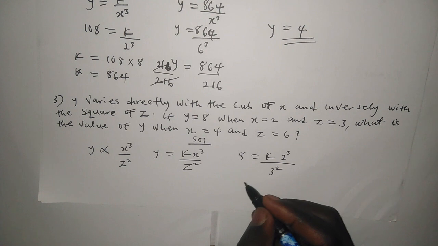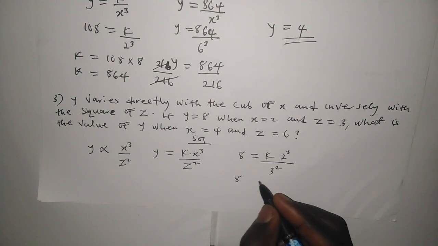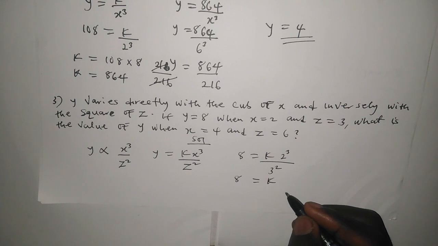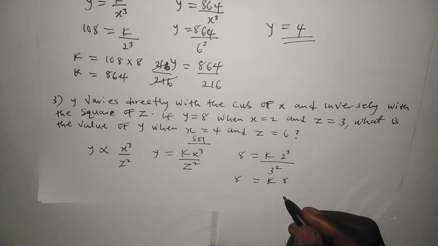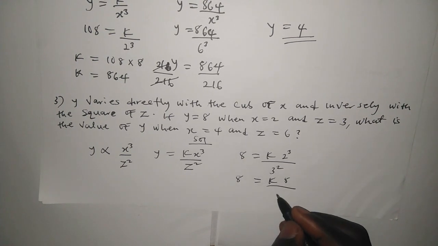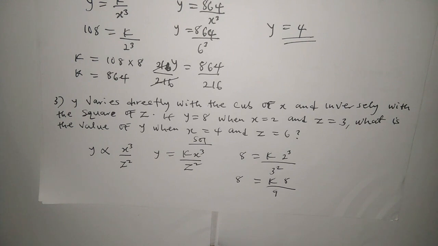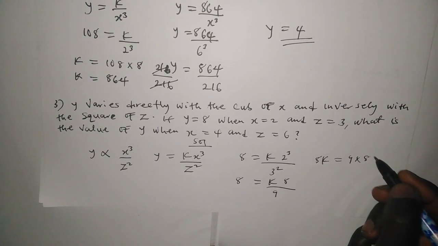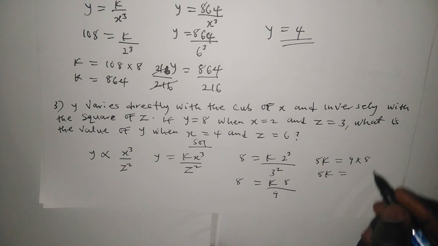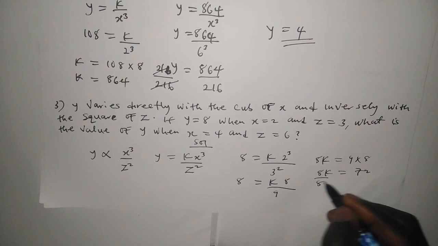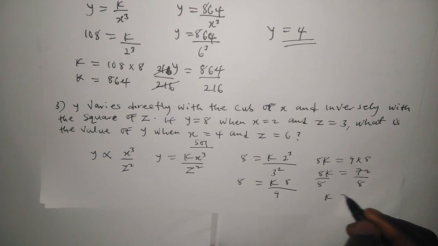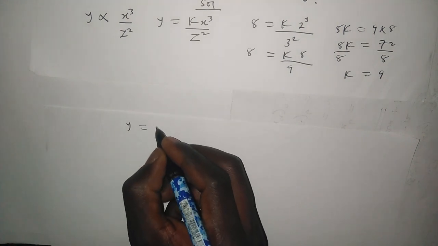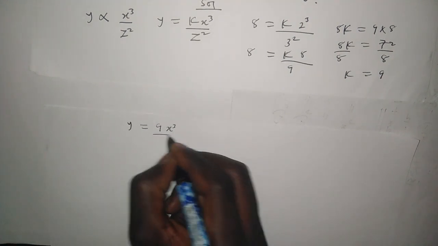Now, we know that 2 raised to power 3 is 8, and we know that 3 raised to power 2 is 9. So you cross multiply, and what you have is 8k is equal to 9 times 8, and 9 times 8 is 72. Divide both sides by 8. K is now equal to 9. So putting that value in the equation, we have y is equal to 9x cube all over z square.